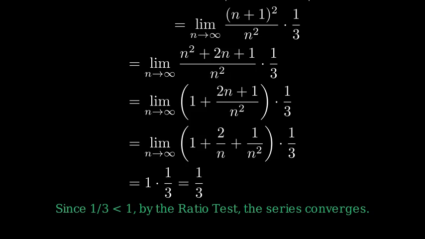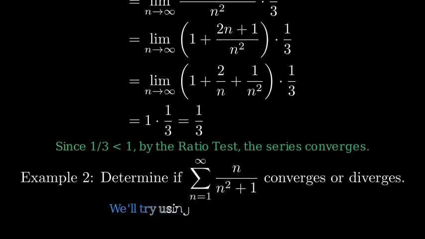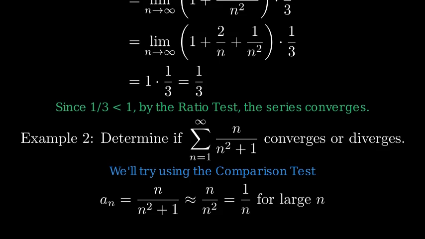Example 2. Determine whether the series sum of n divided by n squared plus 1 from n equals 1 to infinity converges or diverges. For this example, we'll use the comparison test. First, let's analyze the behavior of the general term. For large values of n, n divided by n squared plus 1 behaves similarly to n divided by n squared, which simplifies to 1 over n.